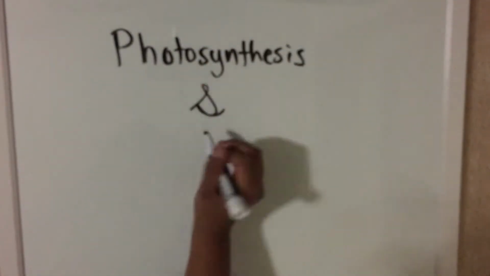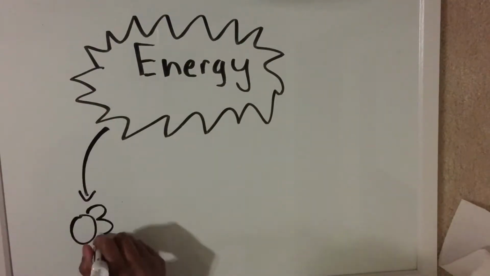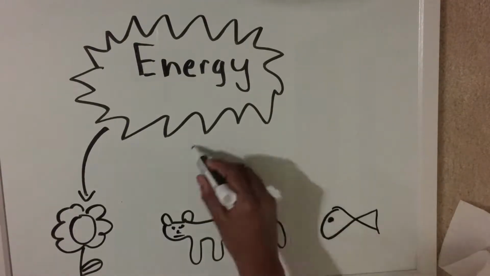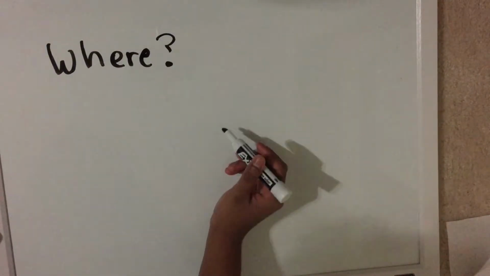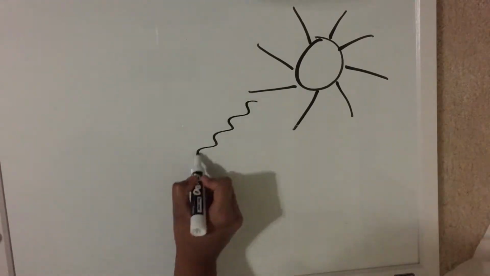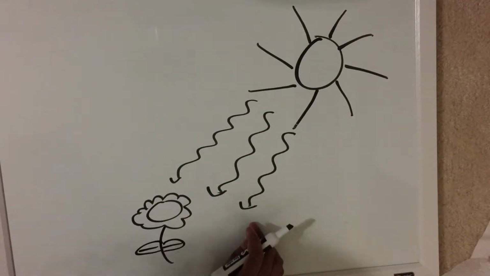Today we're going to be talking about photosynthesis and cellular respiration. Energy is needed by all living organisms, including plants, animals, and marine organisms as well. But where does this come from? The sun. The sun provides the energy that helps plants make food for other organisms.